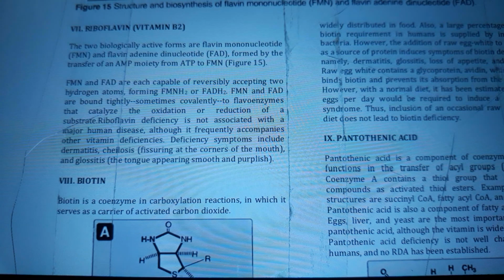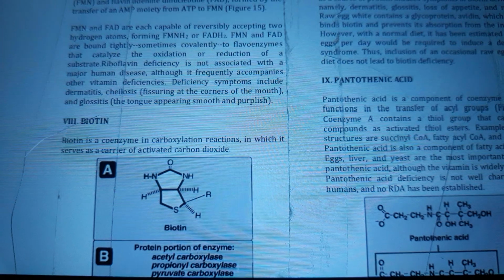Raw egg white contains a glycoprotein, avidin, which tightly binds biotin and prevents its absorption from the intestine. However, with a normal diet, it has been estimated that 20 eggs per day would be required to induce a deficiency syndrome. Thus, inclusion of an occasional raw egg in the diet does not lead to biotin deficiency.